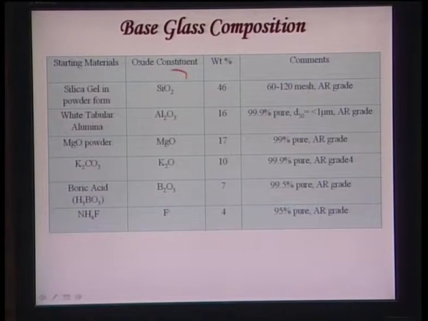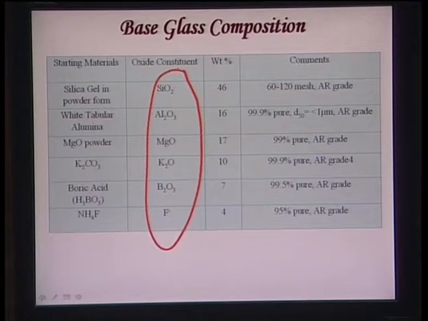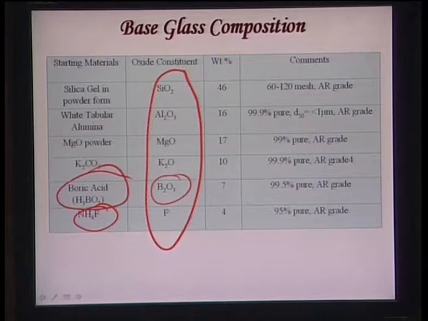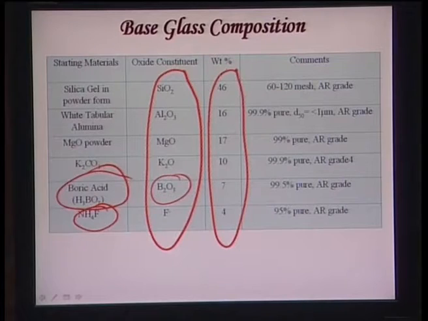Now, the various precursor powders used to develop these glass ceramics: you start with silica, alumina, magnesium oxide, K2O, B2O3, and fluorine. For fluorine you use NH4F as a precursor, and for B2O3 you use boric acid as a precursor. The composition of these glass ceramic materials varies over a wide range, like 46 weight% silica gel, 16 weight% alumina, 17 weight% magnesium oxide, 10 weight% K2CO3, which will finally give rise to K2O, then 7 weight% boric oxide, B2O3, and 4% NH4F, that is the fluorine.